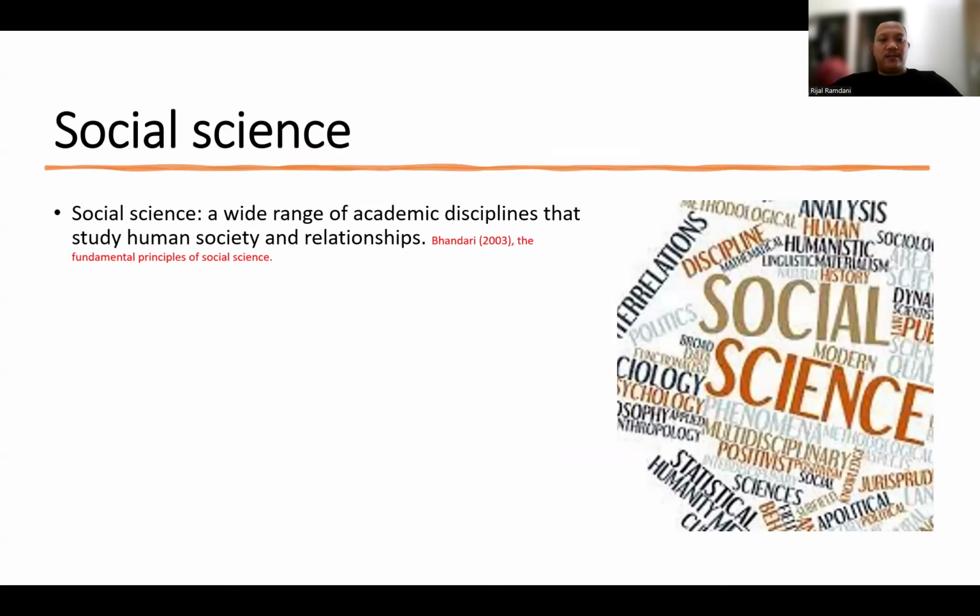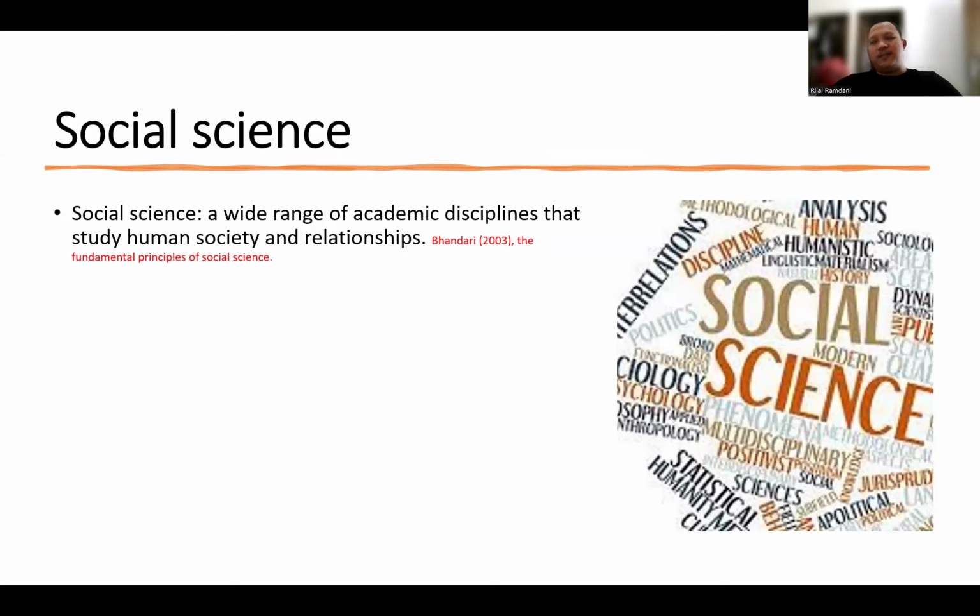And this is social science. So, what do we mean by social science? Social science is a wide range of academic disciplines that study human society and relationships. For example, once you enter governmental studies, it is a part of social science. What we learn in governmental studies, for example, is how the government makes policy to deal with social issues, and how people involved in political parties compete with each other to gain power through elections. So this is a part of human relationships, and this is social science.